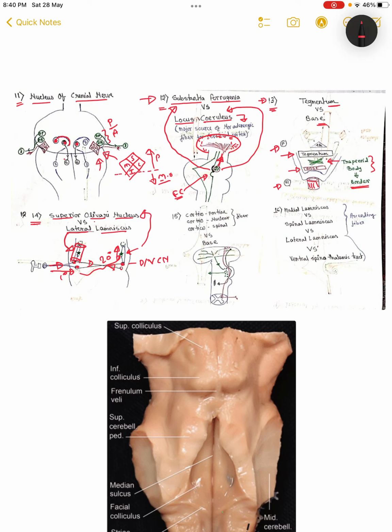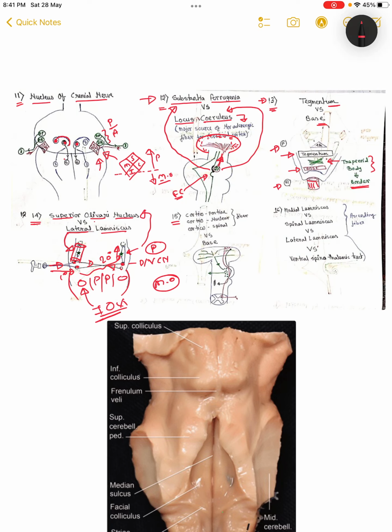And when you say, sir, this is the superior olivary nucleus, I understand it is an intralateral laminar nucleus. So where is the inferior olivary nucleus? Come here. You know, this is our pons and this is our medulla oblongata. In the medulla oblongata, you know, this is pyramid, pyramid, olive, olive. Yes, this olive is our inferior olivary nucleus. Clear? Okay. Let's move forward to 15.